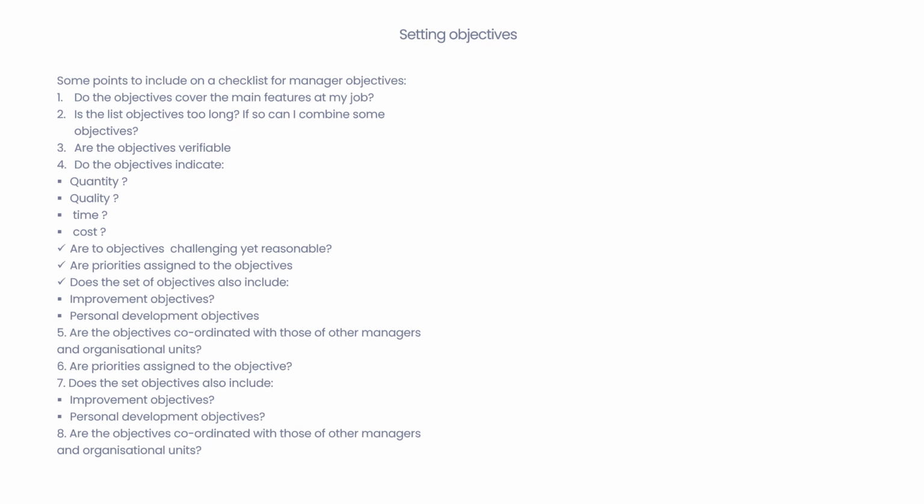Is the list of objectives too long? If so, can I combine some objectives? Are the objectives verifiable? Do the objectives indicate quantity, quality, time, cost? These are very important because remember we said objectives must be measured. Remember SMART: specific, measurable, agreed, realistic, and also in terms of the time frame. So when we are discussing the objective, sometimes if it's about the resources, we'll see the quantity, we'll see the standard about quality, we'll see the time, the deadline, and the cost, how much it's going to cost the company.